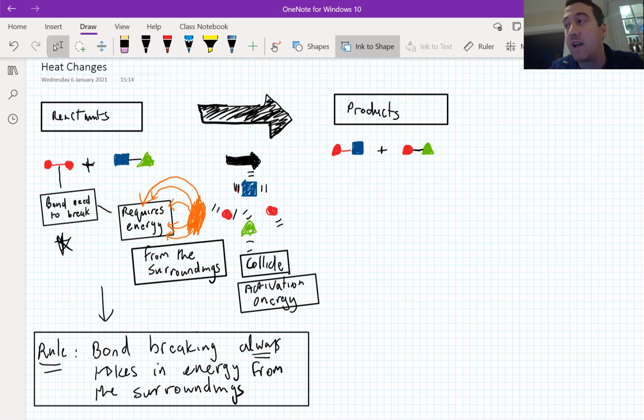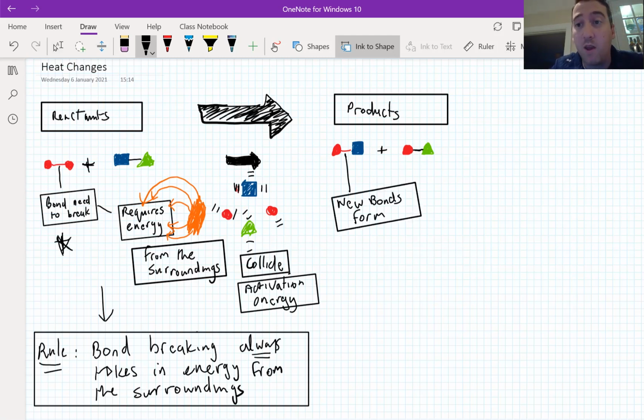So if they collide with the activation energy, then new bonds can form. Now again, bond energy will be involved. The amount of energy required to break the bonds, well, there'll also be an amount of energy released when you make the bonds. Okay, so when new bonds are formed, this always releases energy. So making bonds releases energy.